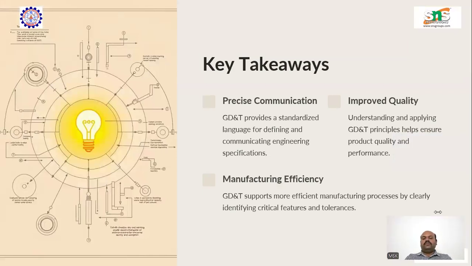Coming to this GD&T, there are three key takeaways. One is precise communication: defining and communicating all the features in the drawing to the manufacturer. Applying all these principles, we can improve product quality as well as performance. And manufacturing efficiency is the third point, where clearly identifying the critical features will lead to fewer rejections and a higher quality product. I hope you all understood what GD&T is.